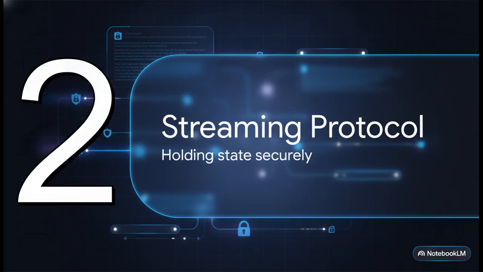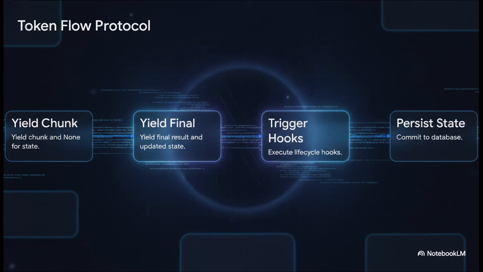Moving on to Section 2, Burr's core streaming protocol, holding state securely. Okay, so how does it actually do this? Burr orchestrates this separation through a very strict token flow protocol. When your Python generator is actively running, it's emitting tuples. Now, the first part of that tuple is the chunk, but the second part, the state update, must strictly be None. You yield the chunk and you yield None.